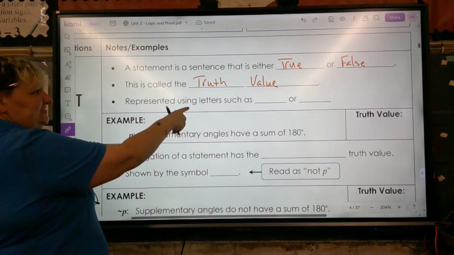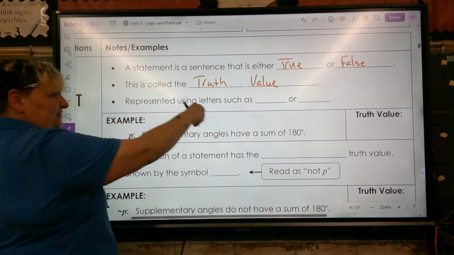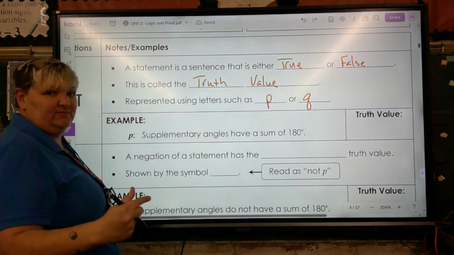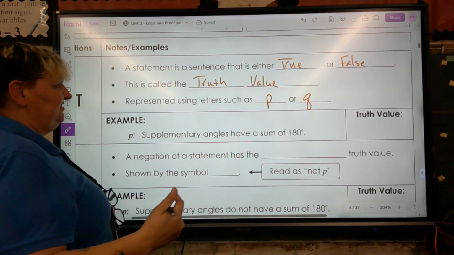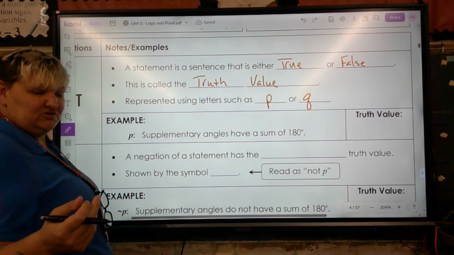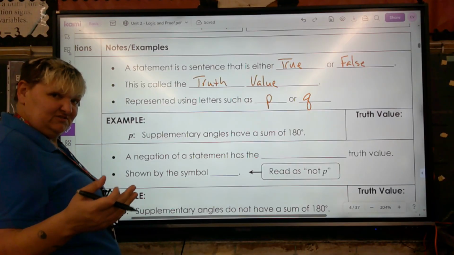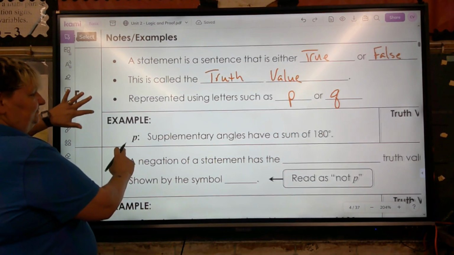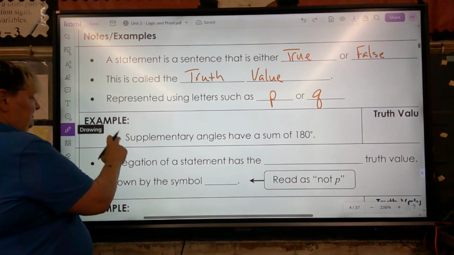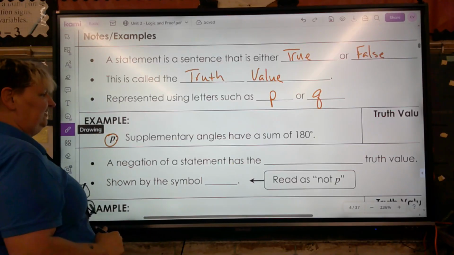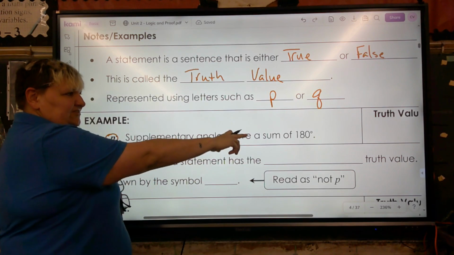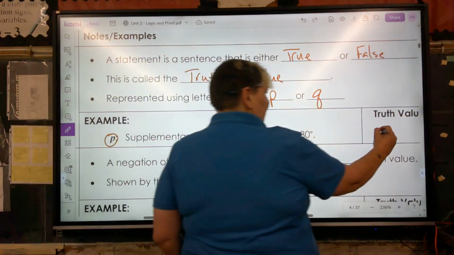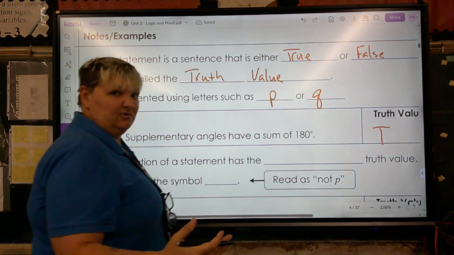We represent our sentences, our statements, with letters such as P or Q. P or Q are the most common when it comes to statements, just like X and Y are the most common when it comes to equations. So, for example, statement P, supplementary angles have a sum of 180 degrees. The truth value is T, because that's true.